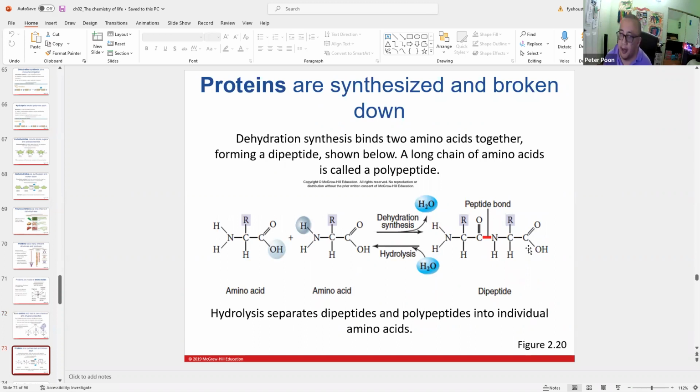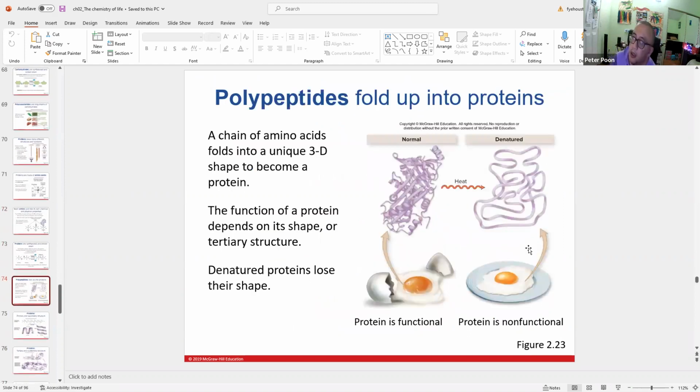Again, same thing. Proteins can be synthesized and broken down. You make them through dehydration synthesis. You break them down through hydrolysis. So we'll come back to this slide in a second.